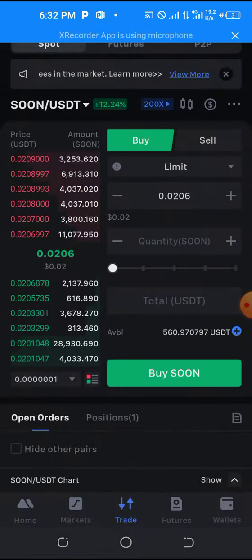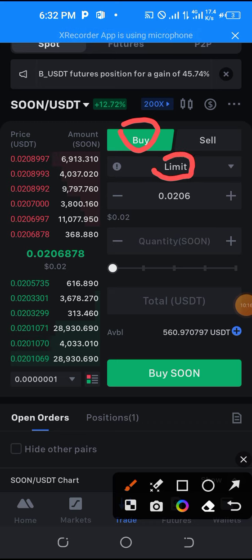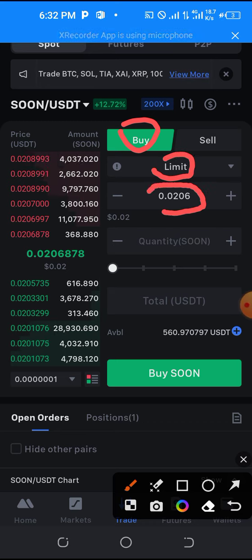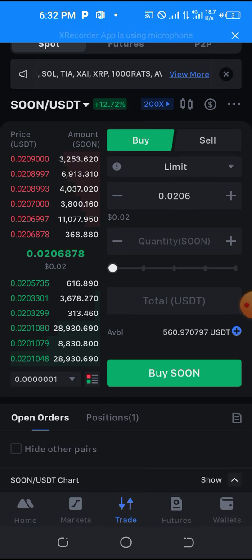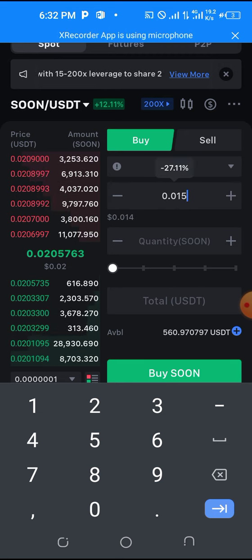So I now click on buy. Now I want to set my price. I want to set my trade now. Very simple. I make sure it's on buy. I make sure it's on limit. Then here is where I will set the price I have gotten from the candle. So I want to place it on 0.0158. So this is the price.